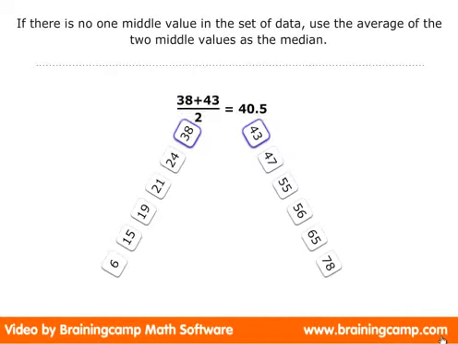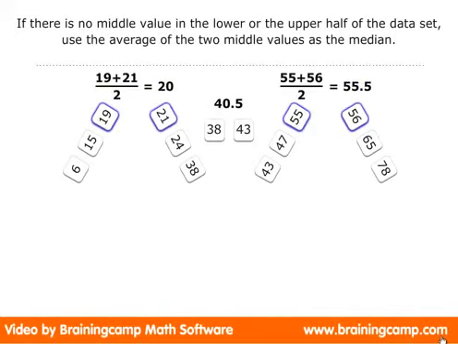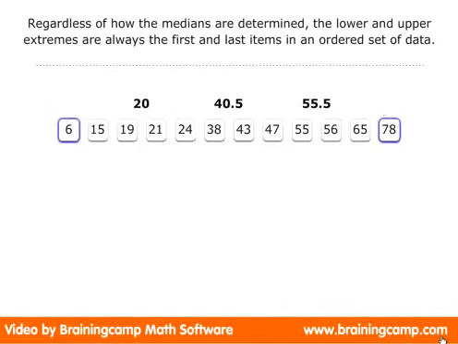If there is no one middle value in the set of data, use the average of the 2 middle values as the median. If there is no middle value in the lower or the upper half of the dataset, use the average of the 2 middle values as the median. Regardless of how the medians are determined, the lower and upper extremes are always the first and last items in an ordered set of data.